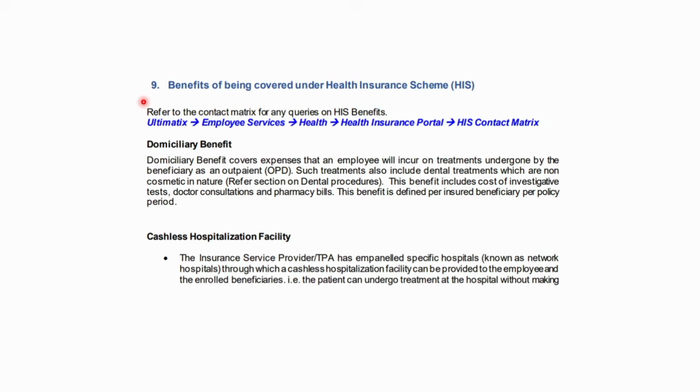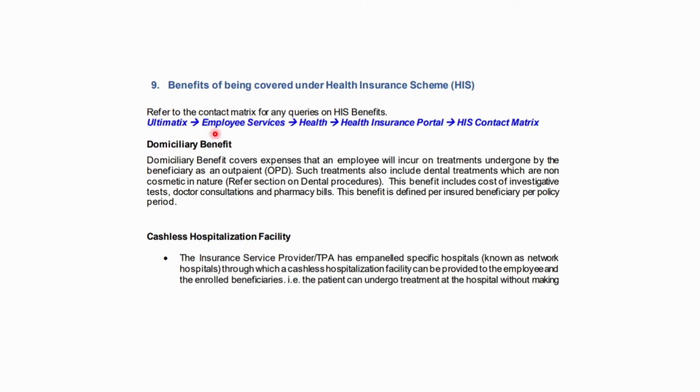Now the next point is the benefits of being covered under the HIS policy. Let me tell you guys that TCS offers the best health insurance scheme compared to all other IT companies in India. If you want to read about queries on HIS benefits, you can go to Ultimatix, then employee services, health, and then the health insurance portal and HIS contract matrix. If you have any queries, you can go and ask over there.